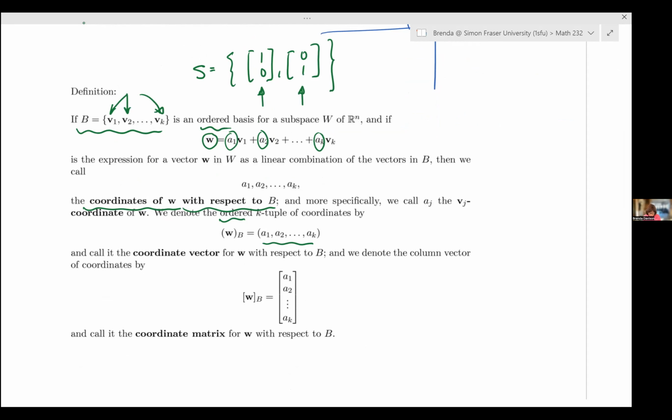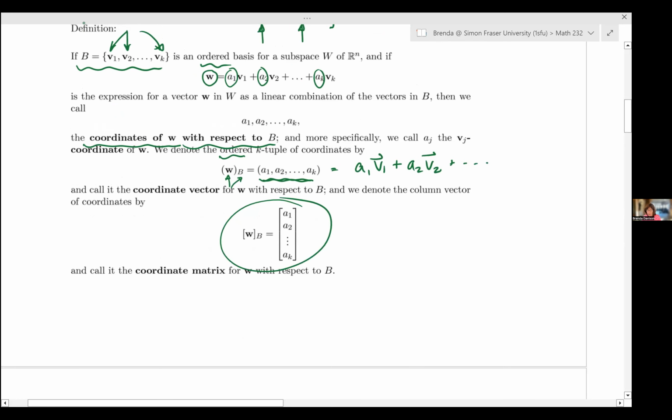Those scalars in the bracket notation there indicate the vector w with respect to the basis B is this ordered list of scalars. We use the first scalar, a1, multiplied by v1, and then the second scalar, a2, multiplied by v2, etc., until we're at the end. Okay, there it is. We often write it as a column vector, and sometimes we write it this way to save space. So that is the coordinate matrix for W with respect to B.